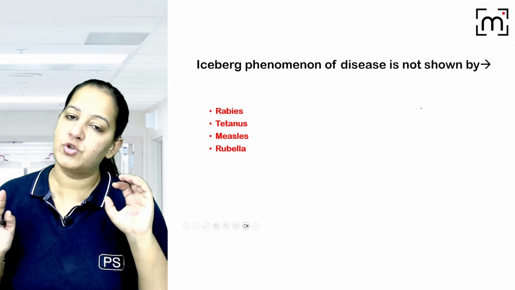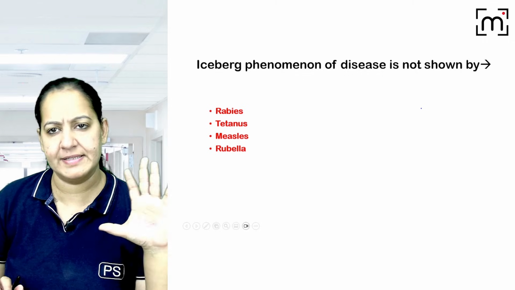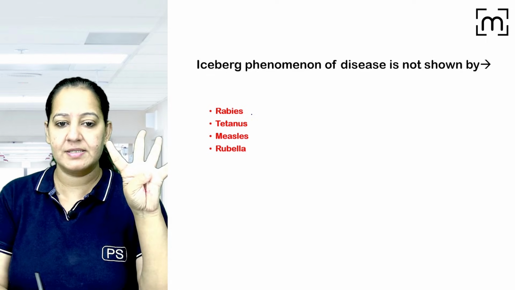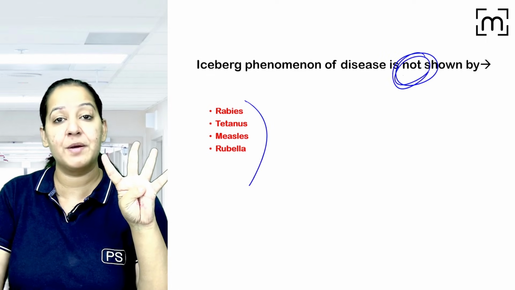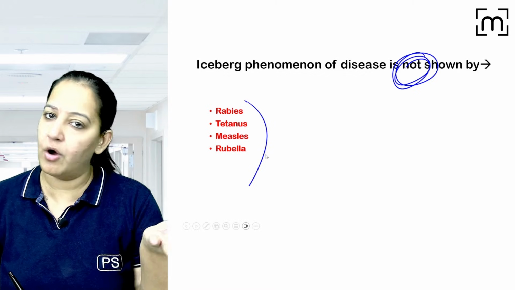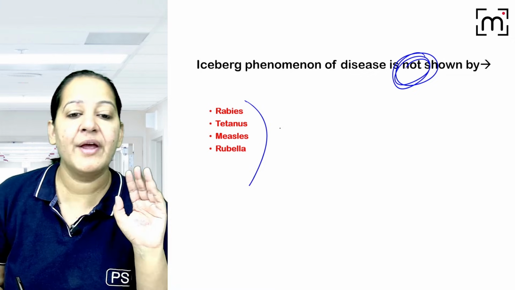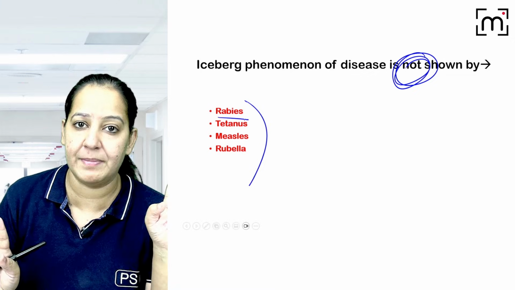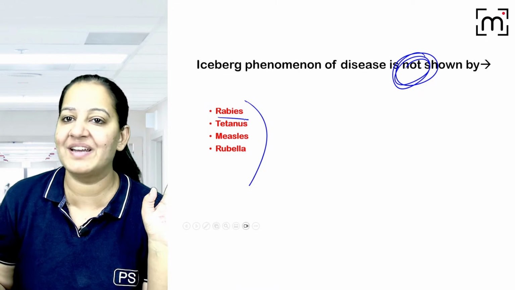So all the diseases show iceberg phenomenon. All infectious diseases show iceberg phenomenon except 4 diseases. There are 4 diseases in which the iceberg phenomenon is absent. You have to learn the names. Here it is all or none. Either they occur or they don't occur. They are not hidden. If someone in this world has rabies, it will present. There is no hidden case of rabies. There is no carrier. There is no latent case of rabies.